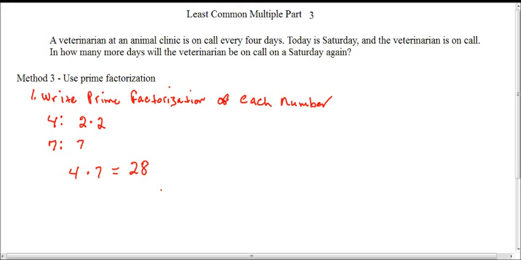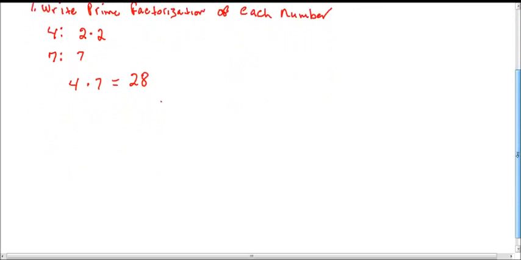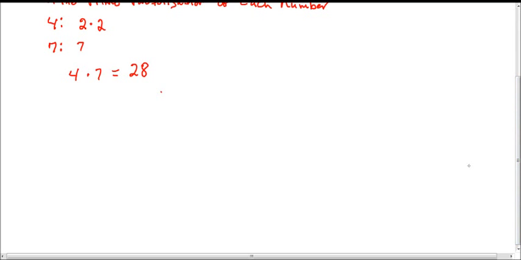Okay, so looking at 3 different methods, one was just really a chart, we still come up with the number 28. So we can come to the conclusion that in 28 days the veterinarian will be on call again on Saturday. I just really wanted you guys to take a look at that and see exactly how that works, and hopefully you get a pretty decent concept.